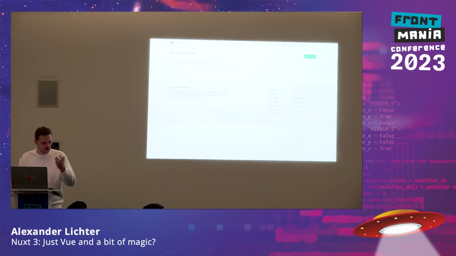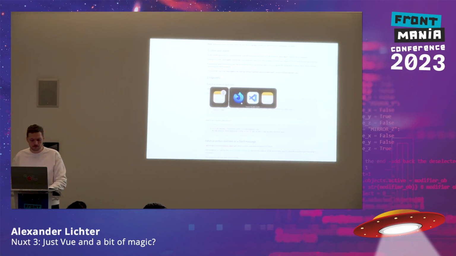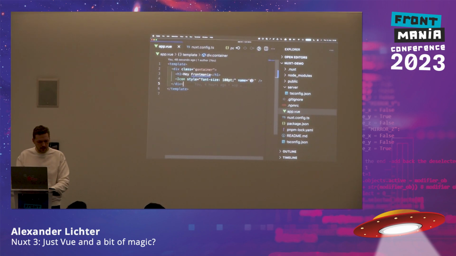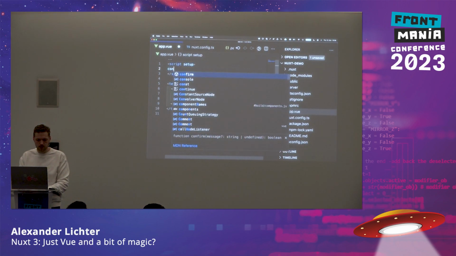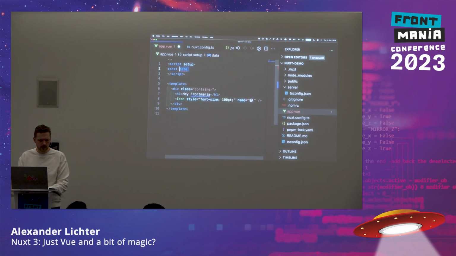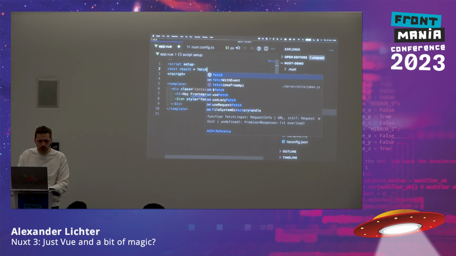So now, okay, this is text, but the documentation just said, oh yeah, if we send the header accept application JSON, we can fetch a joke. So let's just do that straight away. We have our app.vue here, and once again we can open the script part. So do script setup, and say const result is fetch. We can use the fetch API.